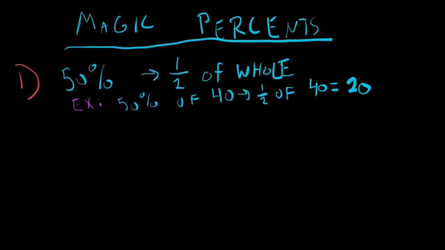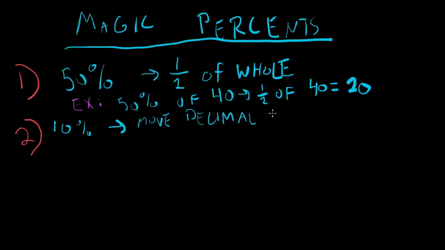All right. Our next magic percent is 10%. So for 10%, you just move the decimal place once, one to the left. Move the decimal one to the left.